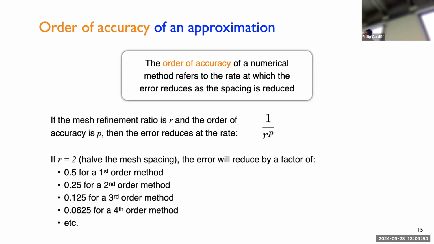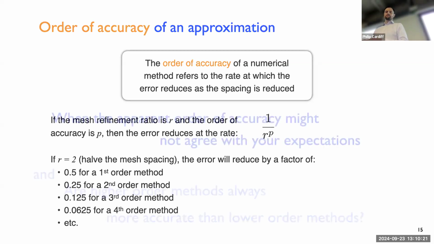So for example, if r was 2, that means you're halving the spacing each time. And if you had a first order method, it will be 2 to the power 1. So that means that the error would just halve each time you halve the spacing. So for a first order method, the error halves every time you halve the spacing. Whereas a second order method will be 1/4, a third order method 1/8, 1/16, etc. So that's what we mean by the order of accuracy as opposed to the accuracy.